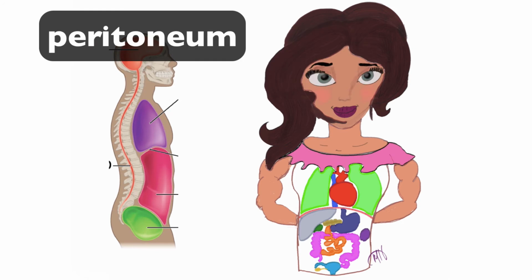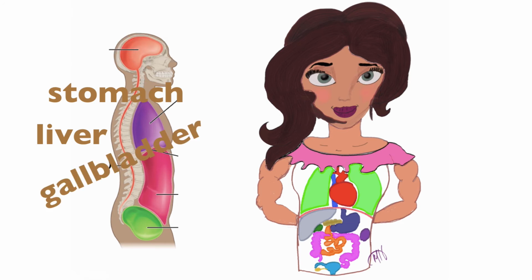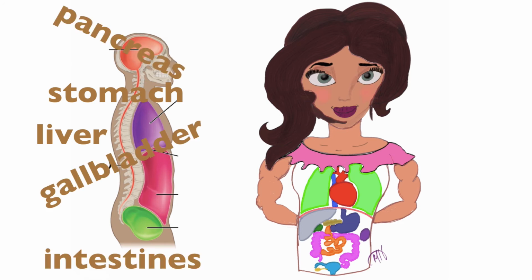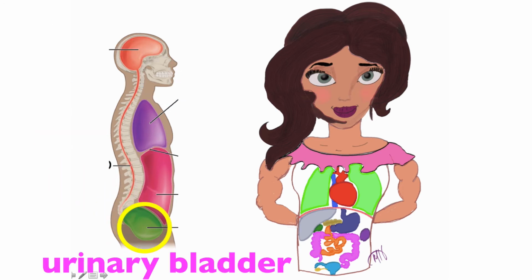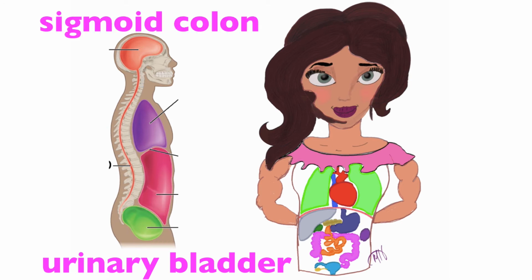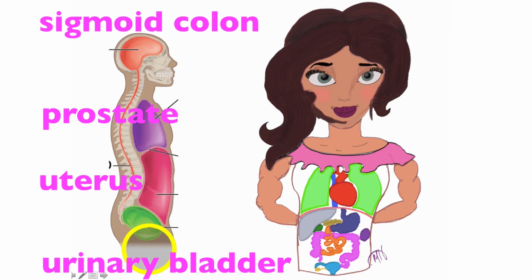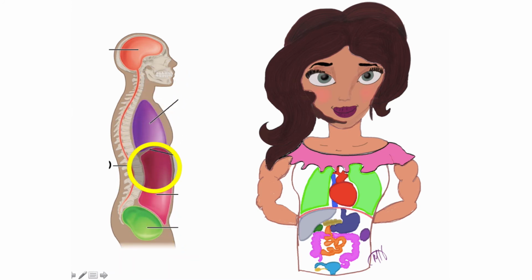A litany of organs in the abdominal cavity: the stomach, the liver, the gallbladder, the pancreas, the intestines, small and large intestines. In the pelvic cavity, we have the urinary bladder, we have the sigmoid colon. In females, we have the uterus. In males, we have the prostate and some other glands. So once again, this is the ventral body cavity, which is split up into thoracic, abdominal, and pelvic. We can see that on the image to the right here.